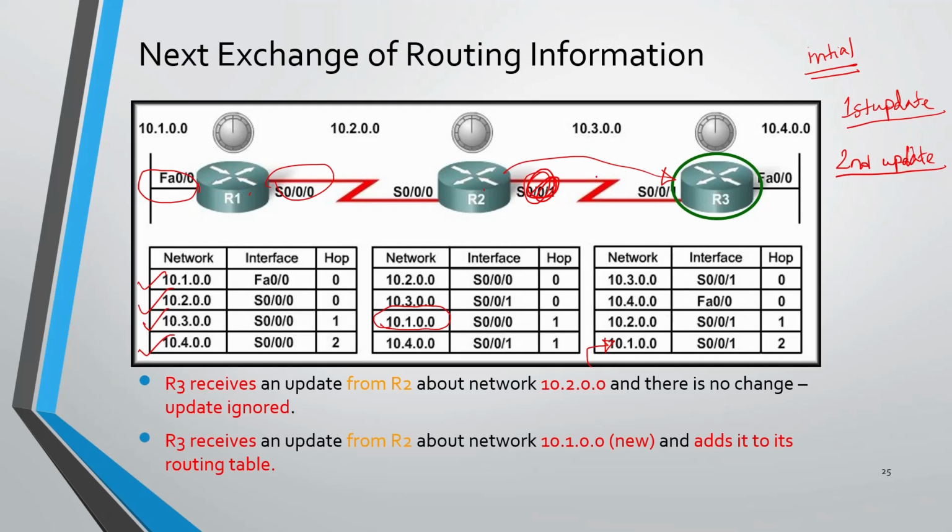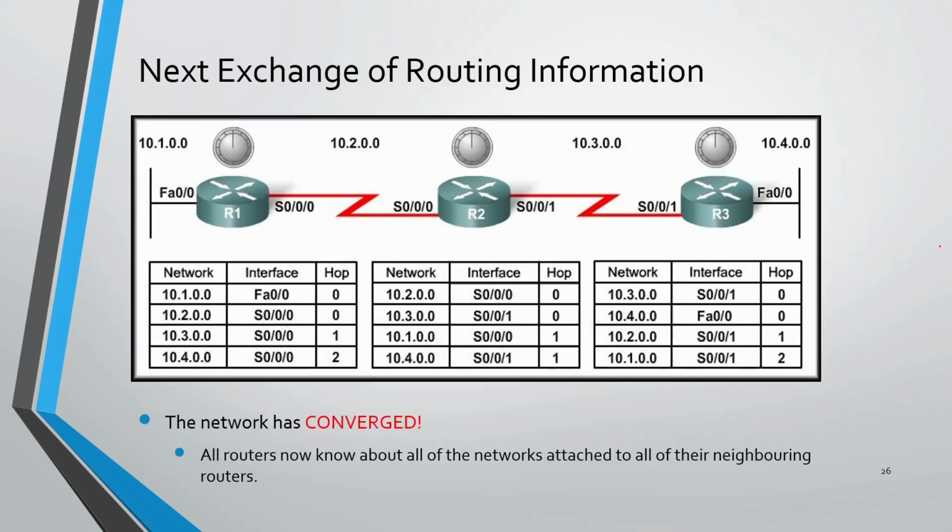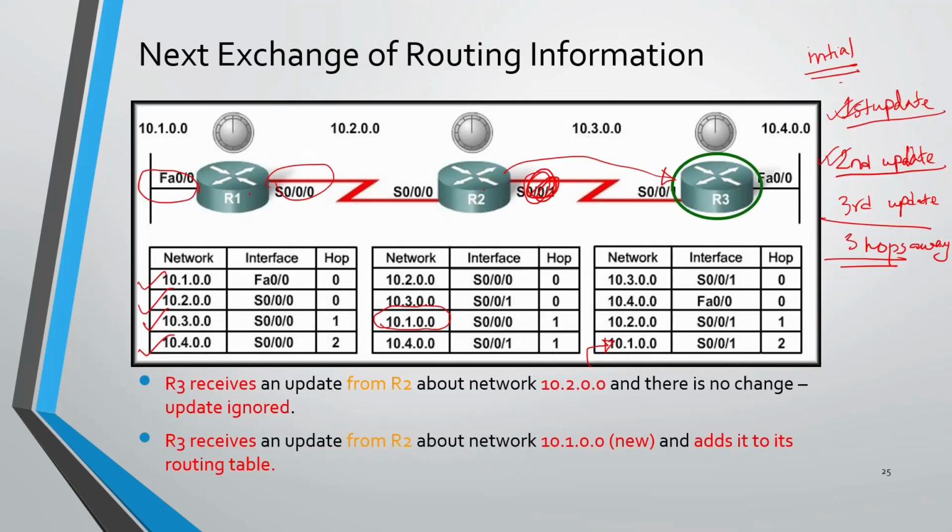So these things are important. Initial routing table, after first update, how much information can be added in a router? After the second update, you have the information of the networks which are within 2 hops. After the third update, the information of a network which is 3 hops away will be added to your routing table. Okay? Any question?